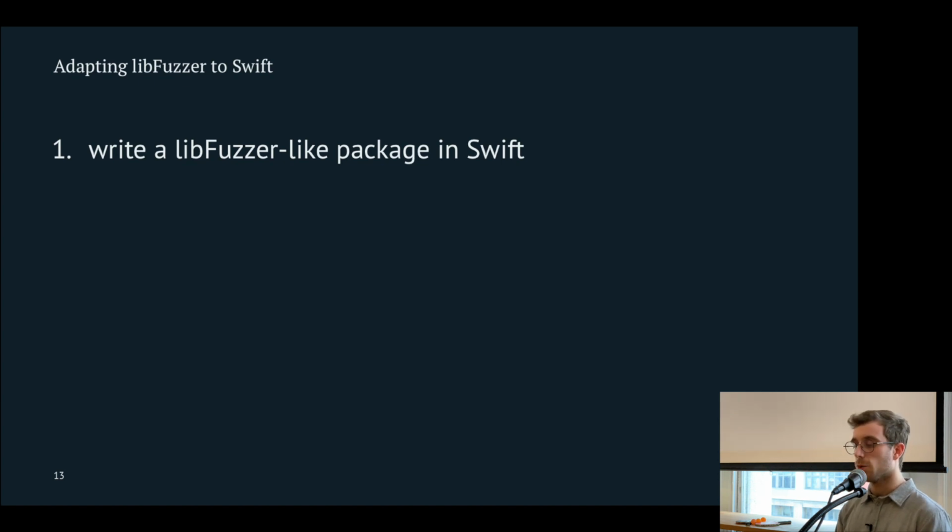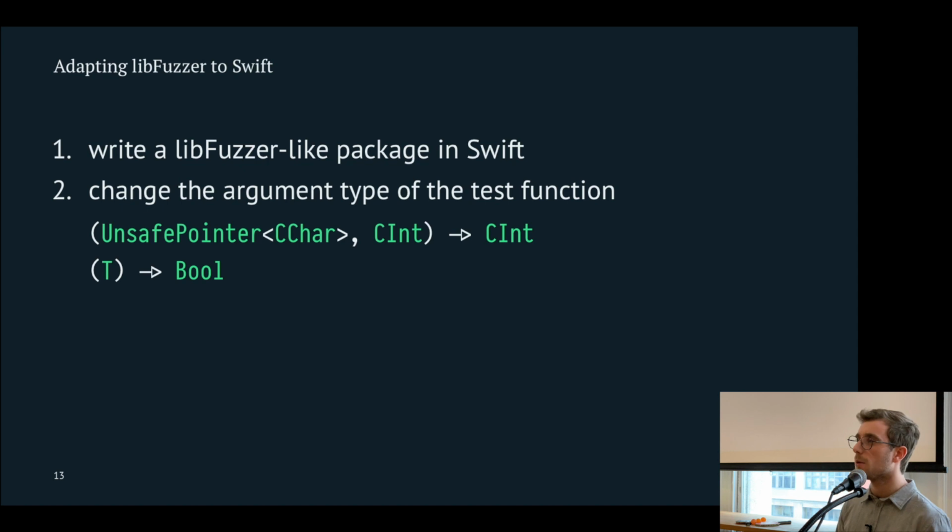So anyway, we're going to write a libFuzzer-like package in Swift, but then change the argument type of the test function so that it no longer accepts a bit string. It's no longer something that works on binary data. Instead, the test function will now be generic. It's just going to be a function from T to bool. And that solves the mismatch I was talking about earlier. But it does introduce a few new problems.